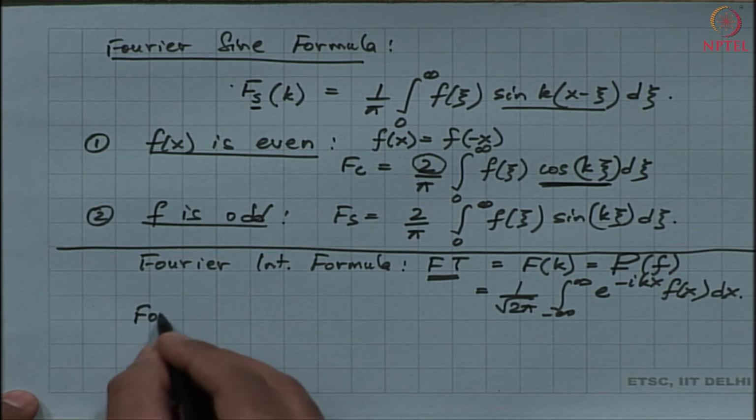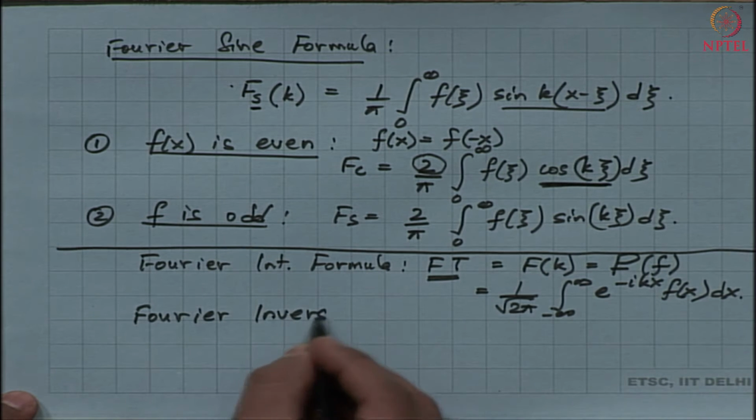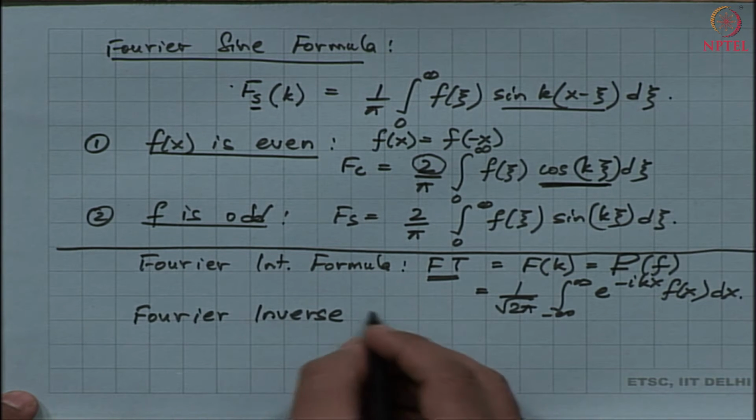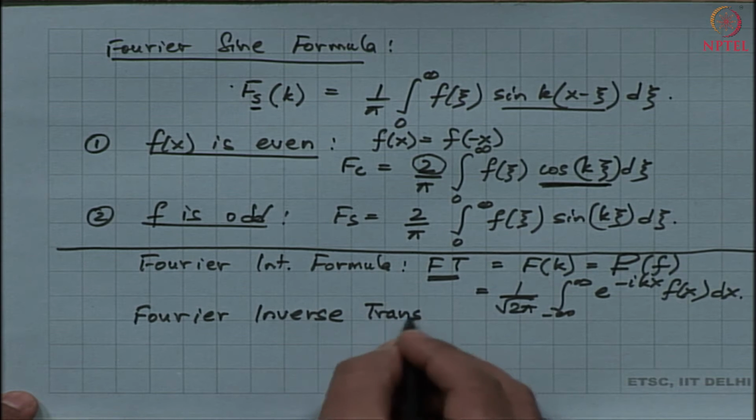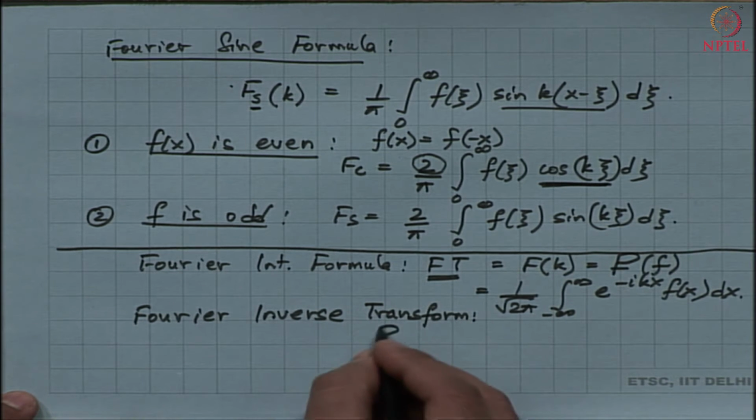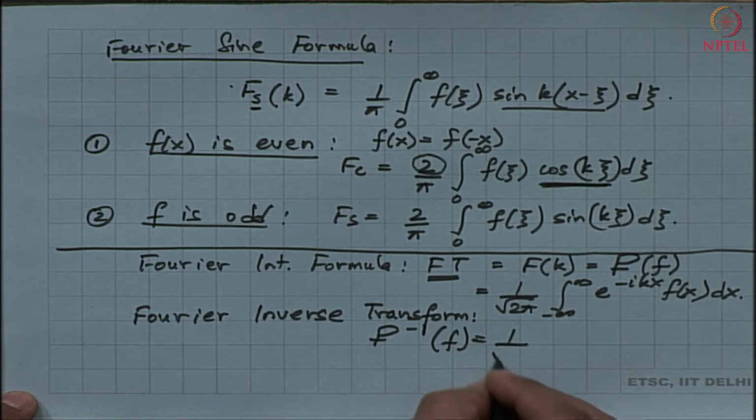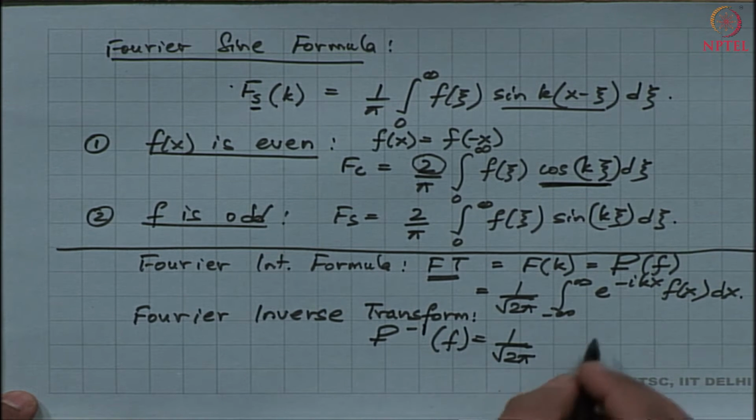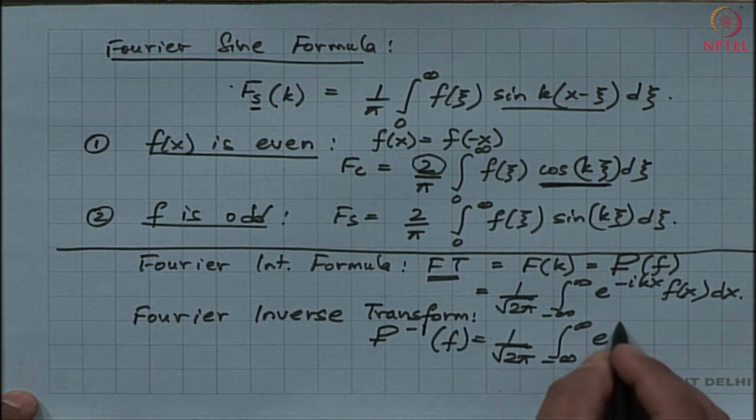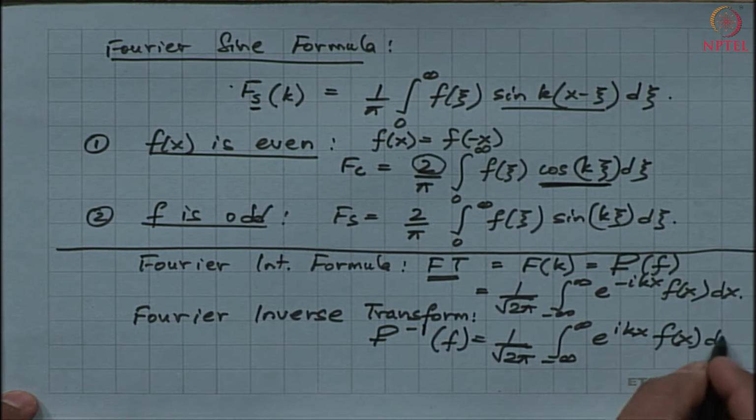Most important thing is the Fourier inverse. What is the inverse formula for the Fourier inverse transform? The inverse transform I denote as curly F inverse of f equal to 1 by square root 2 pi integral from minus infinity to infinity e to the power i k x f of x dx.